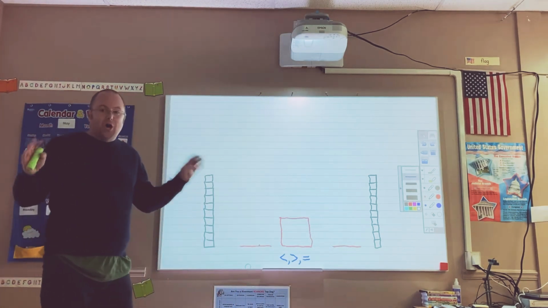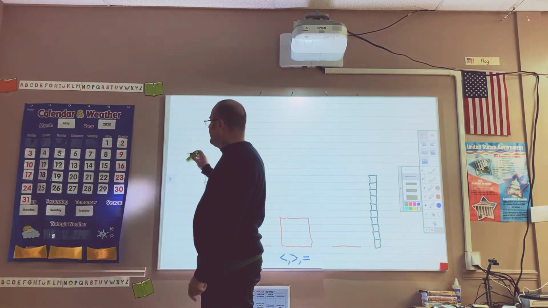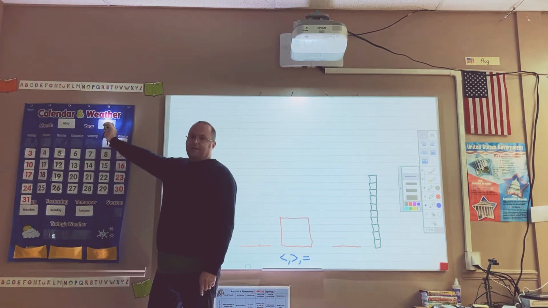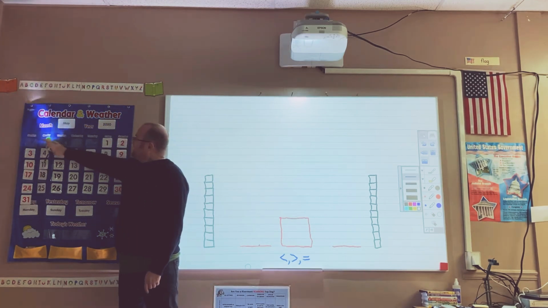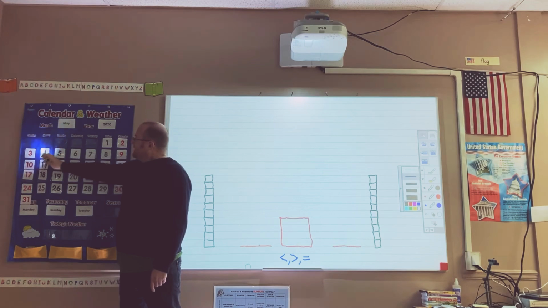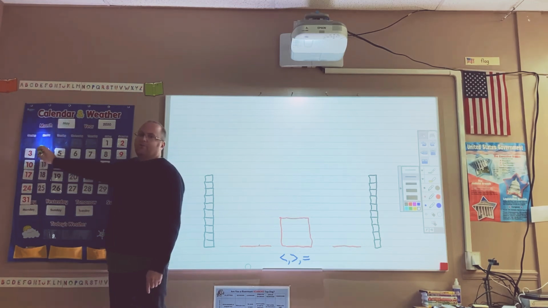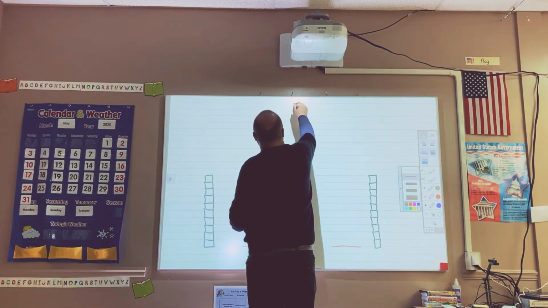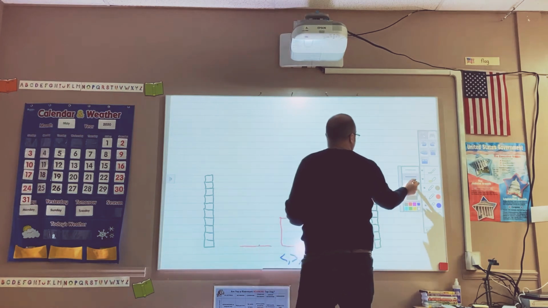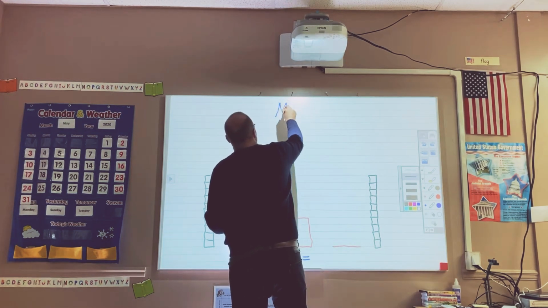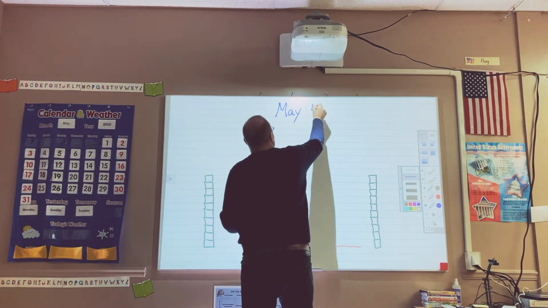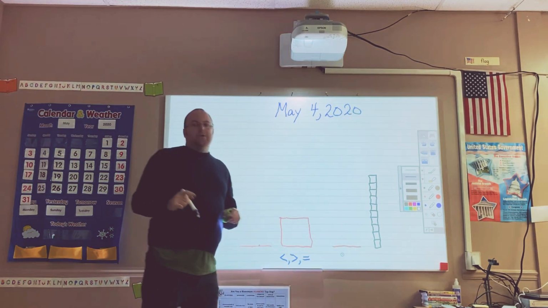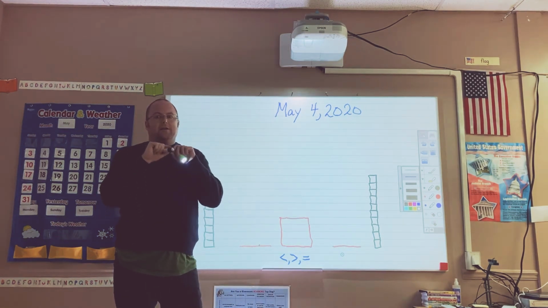We're going to start by actually talking about the day. Let's look up here at the calendar. The month is May, right? And the year is still 2020. If we go through our days, today is the first day of the week, and the day is actually the 4th. So if we were to write this down, we would write May 4th, 2020.